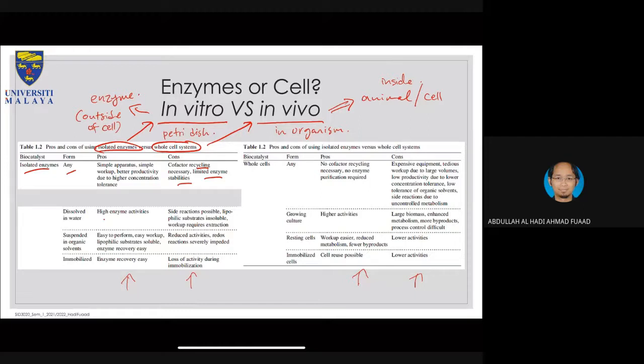For enzymes, of course, you can get high enzymatic activities after your fine-tuning, easy to perform, easy to replicate, easy workup, enzyme recovery easy. So there are instances whereby you can actually link an enzyme to a solid support. So imagine that this is a solid support. What you can do is you can do a chemical reaction to actually link.